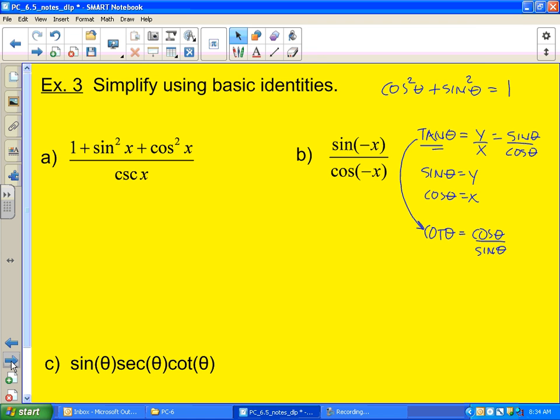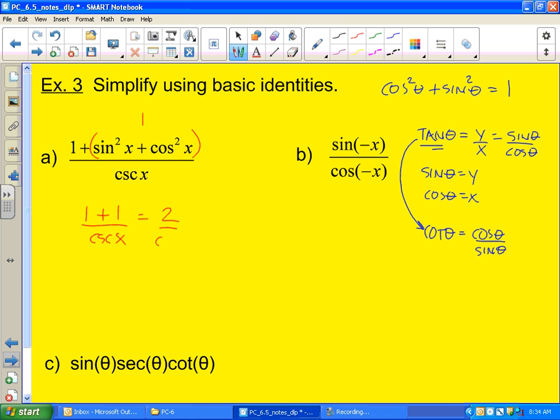All right, our first one, A, 1 plus sine squared plus cosine squared. Well, right off the bat, I see a sine squared plus a cosine squared, which I know is equal to 1. So this problem now becomes 1 plus 1 over a cosecant of x, simplified as 2 over a cosecant of x. We'll want to write this as a reciprocal, so we remember that 1 over a cosecant is the same thing as a sine of x.